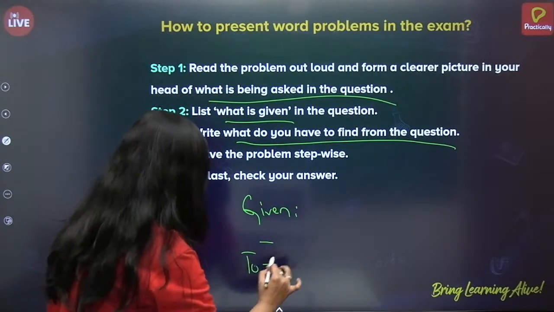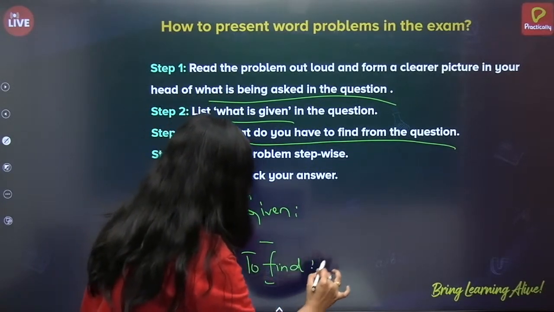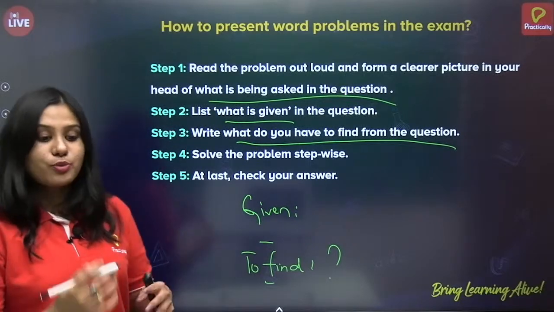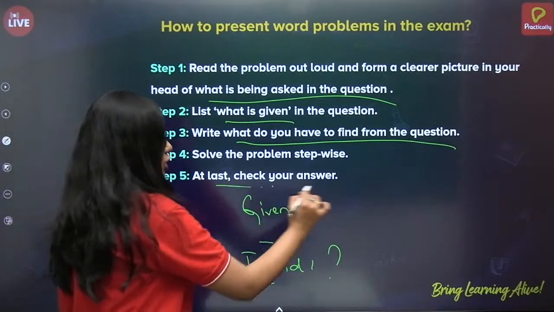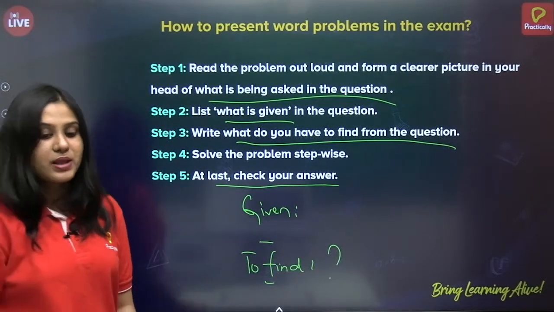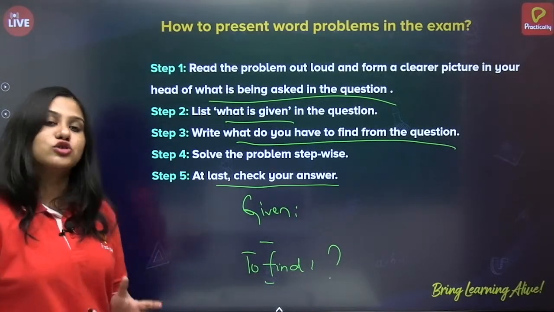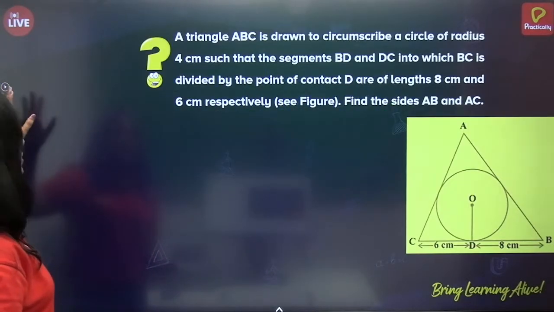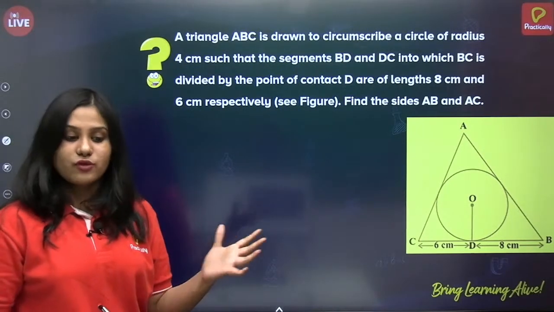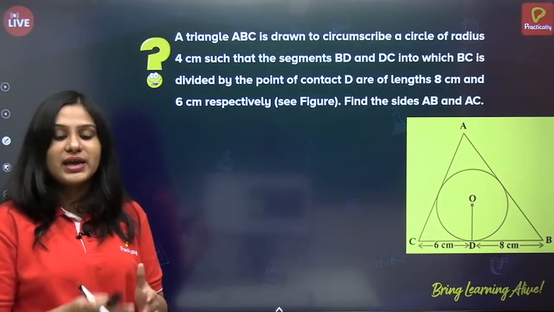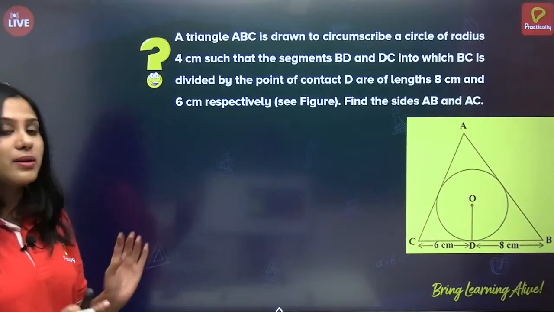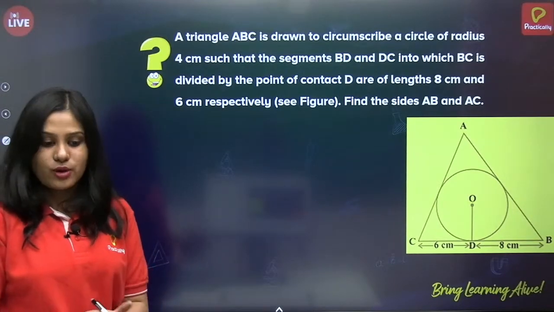That is, to find what, right? Next, solve the problem stepwise and also check your answer at last, okay? So after completion of your exam, make sure you check your answer. So these are the steps we'll be following in the first problem, okay? From the next, at least one problem, I'll tell you how to present, okay?